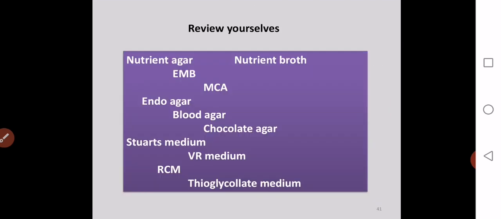So by that we are coming to an end of this part on culture media, which are widely used in the microbiology laboratory. You can review by yourself: what is nutrient agar, nutrient broth, EMB, MacConkey agar, Endo agar, blood agar, chocolate agar, Stuart's medium, Venkataraman Ramakrishnan medium, thioglycolate medium, Robertson cooked meat medium. All these are different examples. You have to be familiar with all of them. You can also connect with different classes of media through these examples. Fine, I hope you could understand all of this.